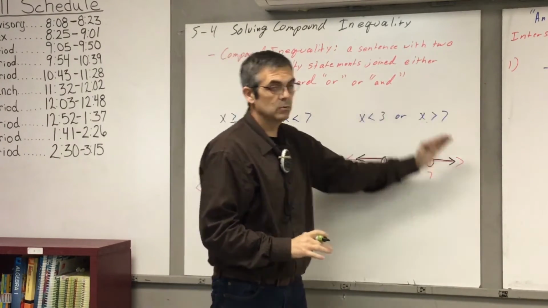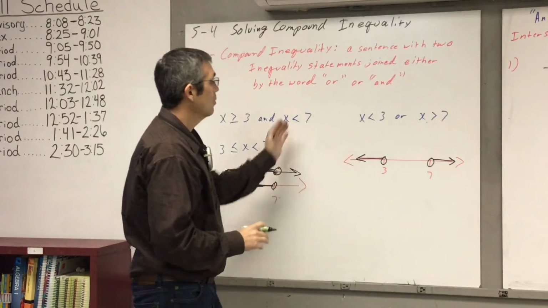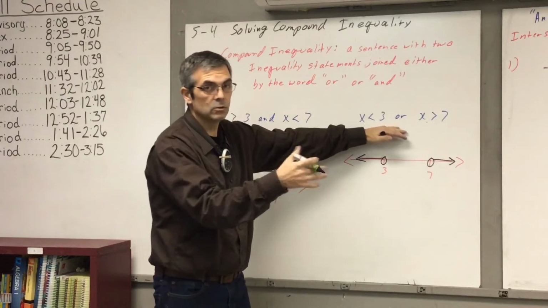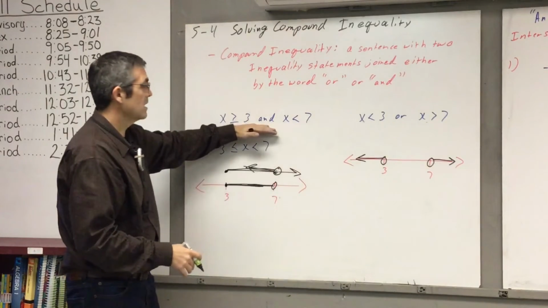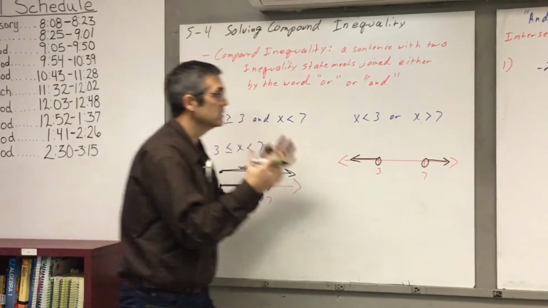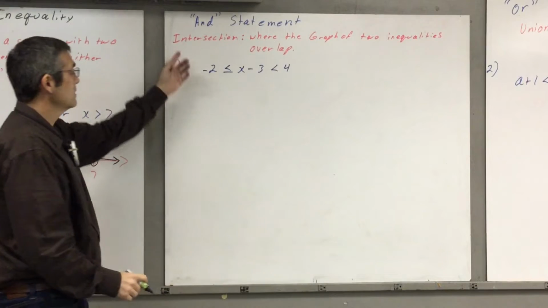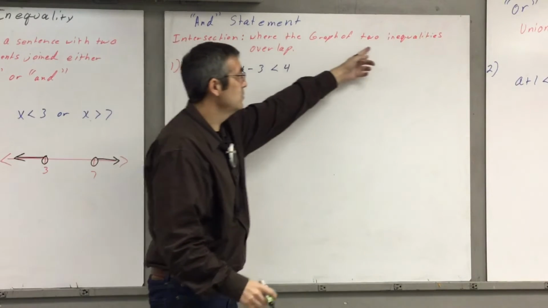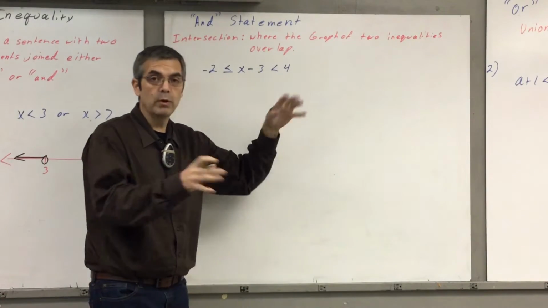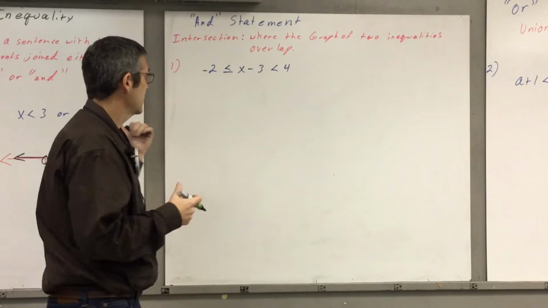Okay? That's what you're looking at when you're looking at compound inequalities. "Or" statements, one of the two has to work. "And" statements, they both have to work to make it true. Okay? Well, let's take a look. "And" statements are intersections where the graphs of two inequalities overlap. It's where the two graphs overlap, and I just showed you that here a second ago.